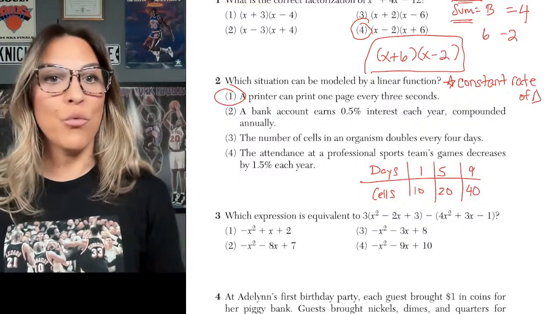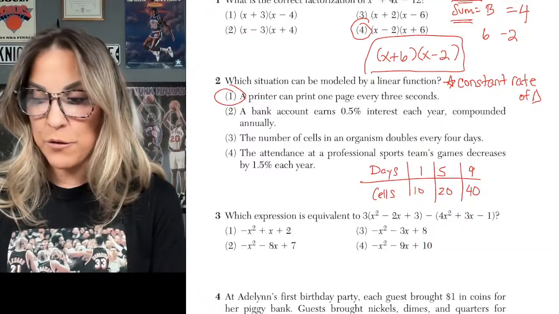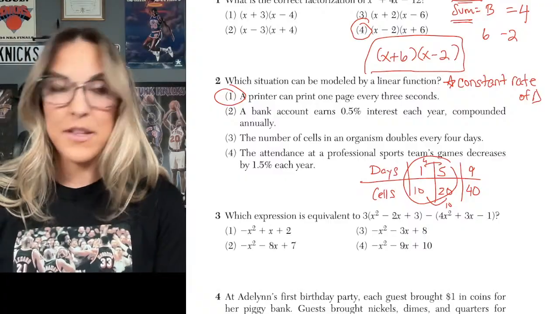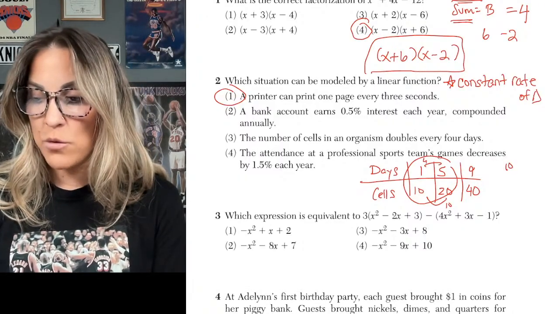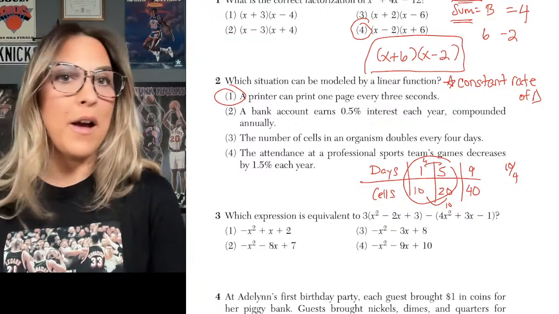Well, now if we look for the rate of change, remember that's the same thing as slope. The rate of change between these first 2 ordered pairs is it's going up by 10 and then the days are going up by 4. So the rate of change would be 10 cells per every 4 days. So it looks like 2.5 cells a day.